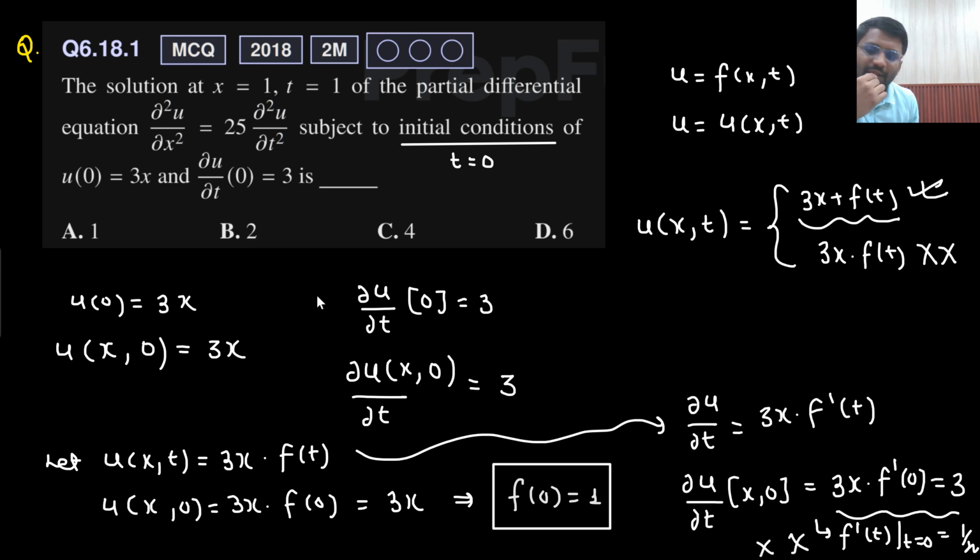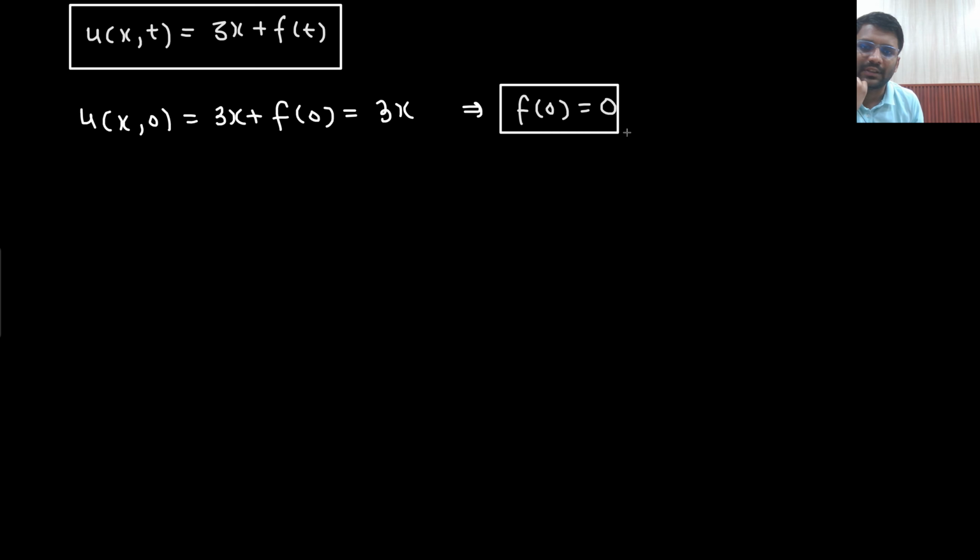So let's satisfy the initial condition. In place of x, in place of t, you put 0. So 3x plus f of 0 should come out to be equal to 3x only. So from here what you can see is that f of 0 is coming out to be 0. This is the first thing.